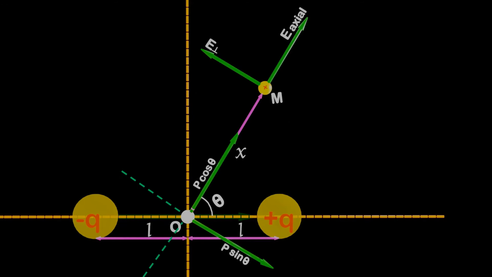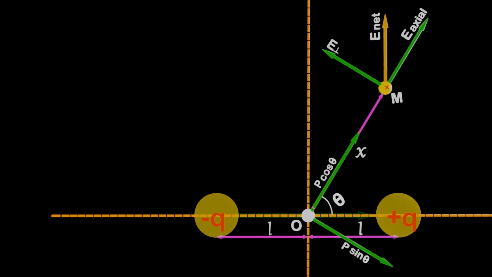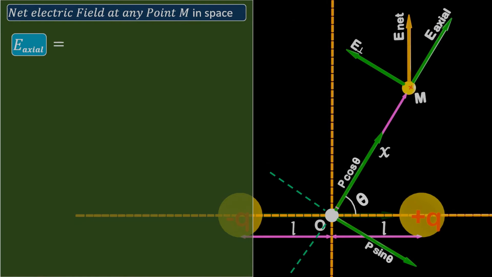So now, at our point M, we have two electric fields. The first one is E axial due to the dipole p cos theta along the axis, and the second one is E equatorial for the dipole p sin theta in the equatorial position. We need to calculate the net effect of both electric fields at point M. So we had previously calculated the formula for E axial, which had a magnitude of 2kp by x cube.